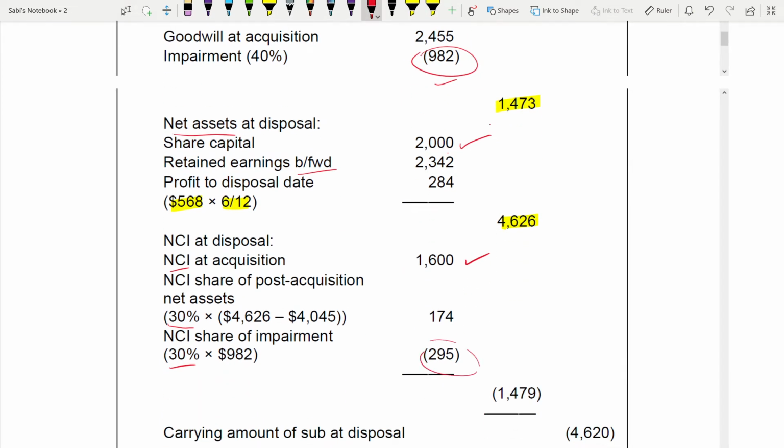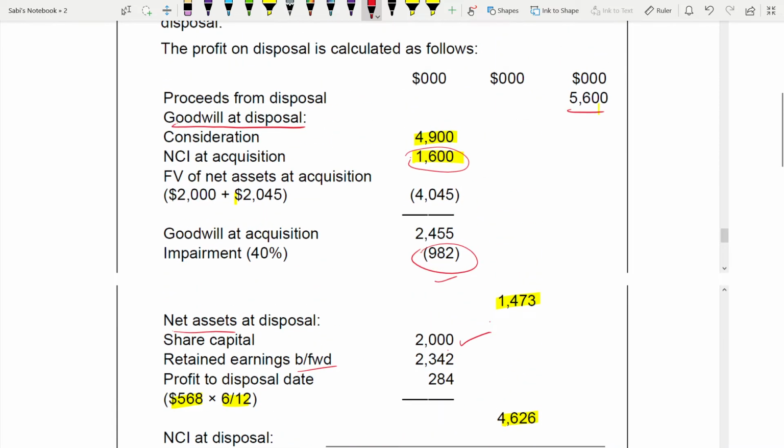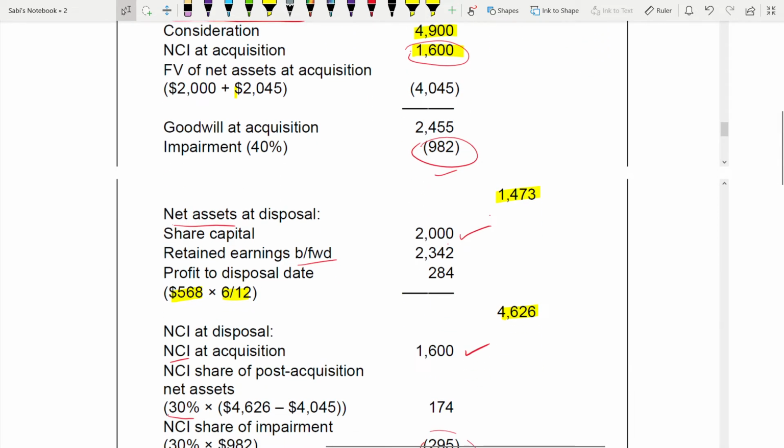And net asset, so post acquisition net asset, how do you get the post acquisition net asset? It is 4626 minus 4045. This is the same as this because this is the net asset at disposal only, minus the net asset in the beginning, that is 4045. This is net assets at acquisition, where you have just added the opening share capital with the retained earnings. That you deduct, and on that take 30% because NCI share only you are taking here.